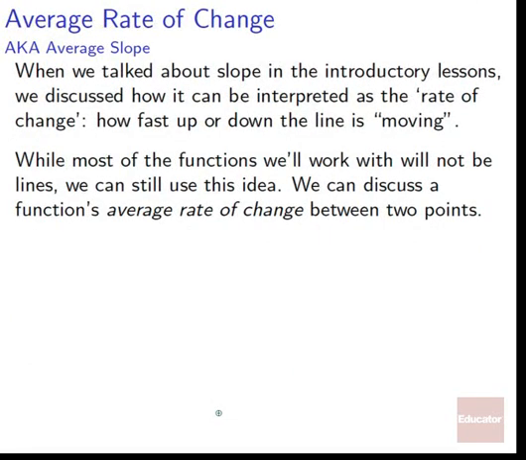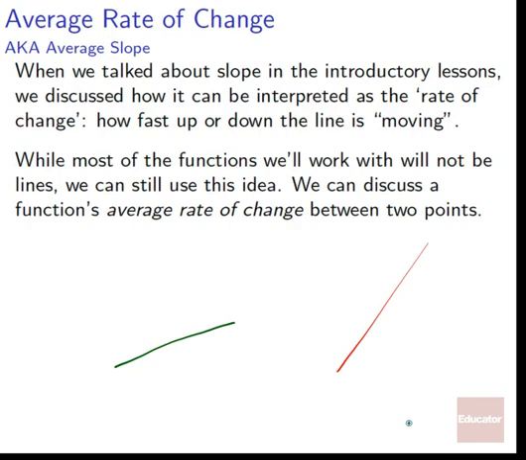Average rate of change. This can also be called average slope. When we talked about slope in the introductory lessons, we discussed how it can be interpreted as the rate of change, how fast up or down the line is moving, right? If we've got a line like this, it's not moving very fast up. But if we've got another line like this, it's moving pretty quickly up. So it is a rate of change. The slope is how fast it's changing, the rate of change. How fast are we going up?